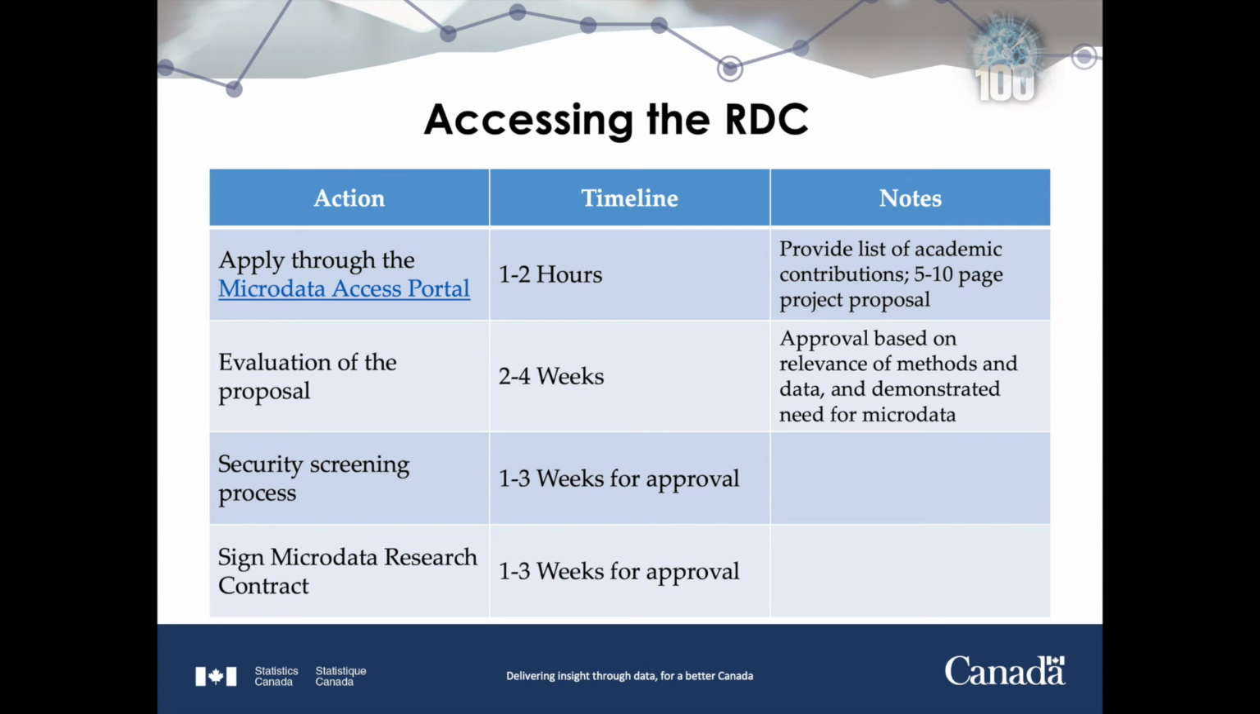Once the proposal has been approved, the security screening process will commence. It will take between 1 to 3 weeks for approval. Once the screening process is complete, the researcher and Statistics Canada will sign the microdata research contract over 1 to 3 weeks. The microdata research contract is a binding legal document that ties the researcher to their data and their expected product from the research. Depending on the research team and the project proposal complexity, these timelines may be extended. In most cases, data access begins for the researcher within 8 to 12 weeks from the proposal submission.